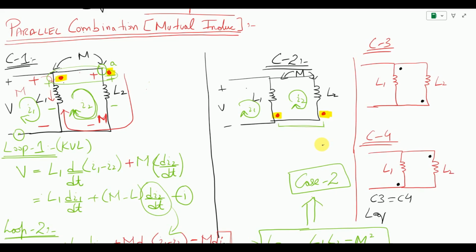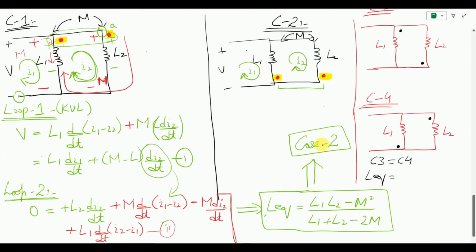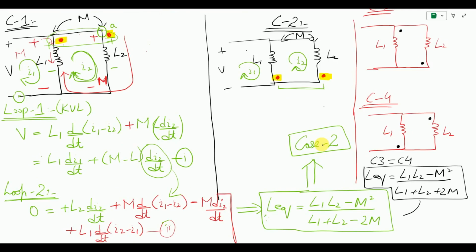I am just going to write the equation from our prior experiences, that it is going to be (L1 L2 minus M square) divided by (L1 plus L2 plus 2M). So you can see there is only a difference of one sign between these two equations when we move from case 1 to case 3 and 4. So this is how the parallel inductance with regards to mutual inductance is solved. The only thing is how we deal with the dot conventions when the currents are entering or leaving.